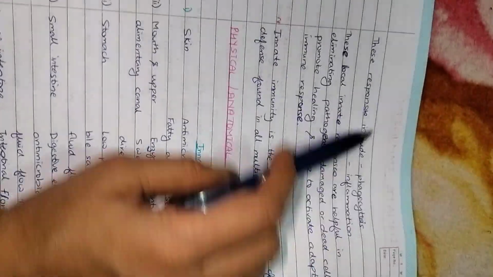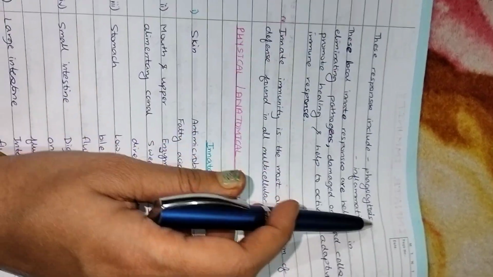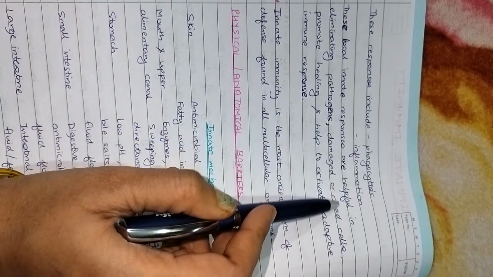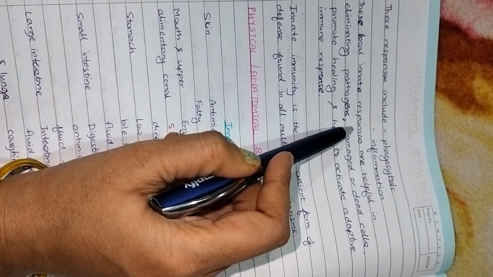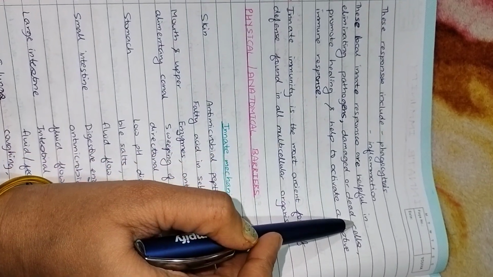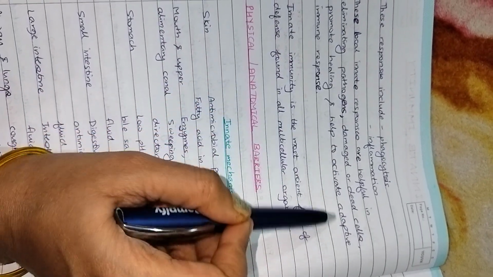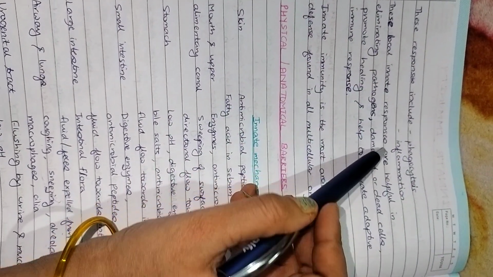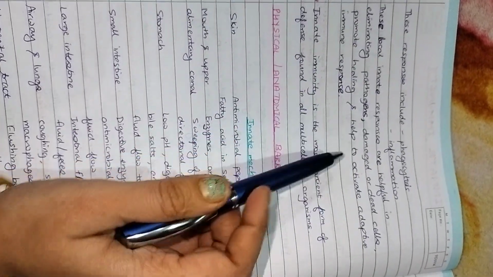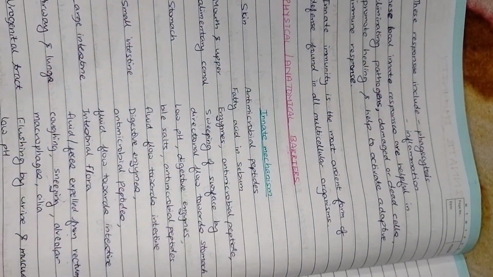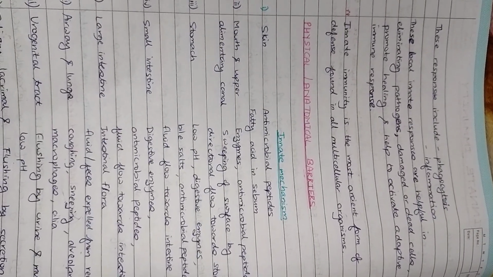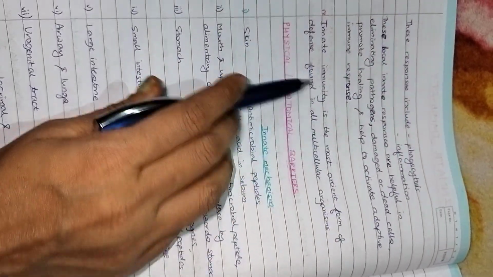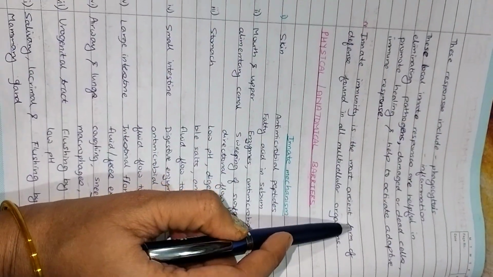Now, the cellular innate immunity response includes the phagocytosis and the inflammation. So these local innate responses are helpful in eliminating the pathogens, eliminating the dead or damaged cells. They also promote healing and help to activate the adaptive immune responses. So these are the local responses which help in all these things. Now, this innate immunity is the most ancient form of defense against any pathogen and is found in all multicellular organisms. So it can also be asked as an MCQ.